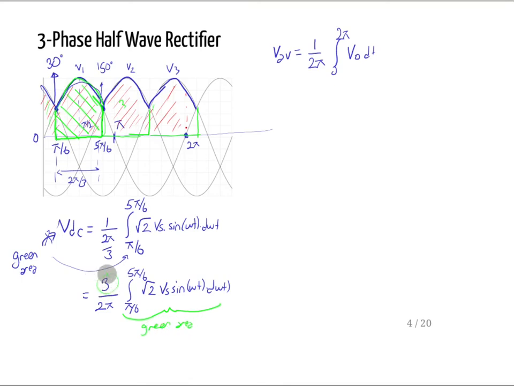I have 3 of those things, and you can divide it either by 2π, 1 green area, 2 green area, 3 green area, or you can get the average voltage over that period, which is the integral divided by 2π over 3. That is symmetrical, so you will have the same voltage. It is the same thing. Anyway, how can I calculate that area?